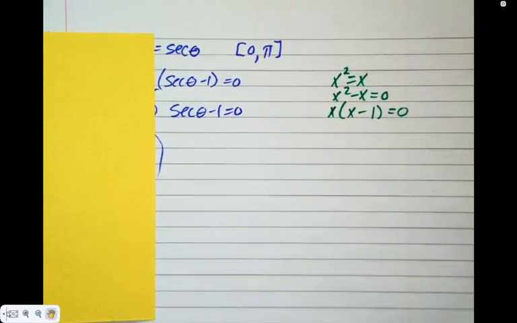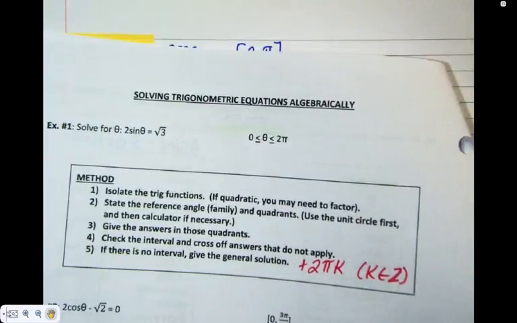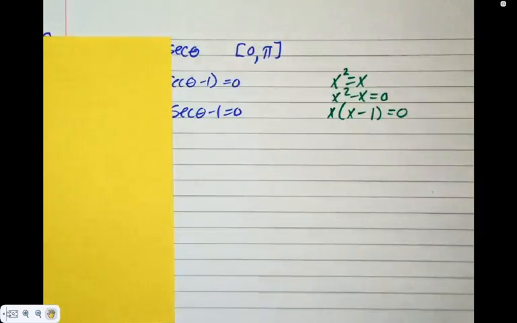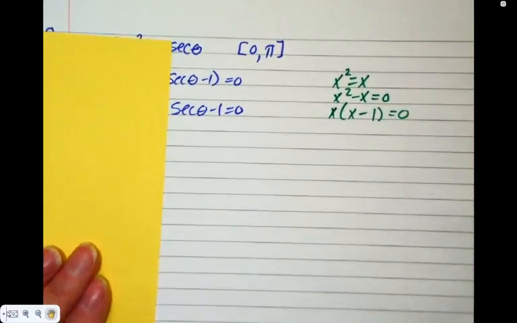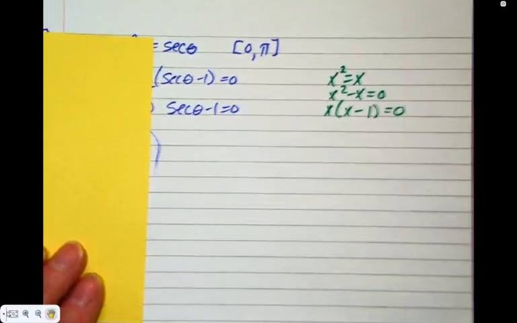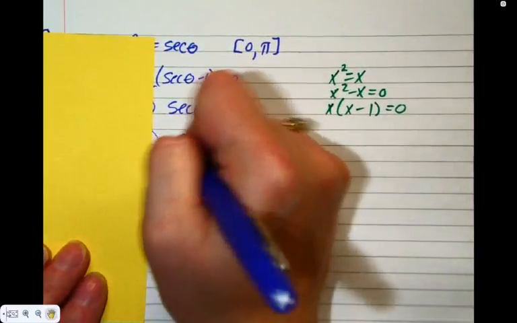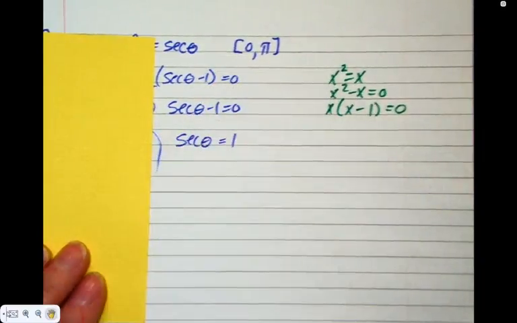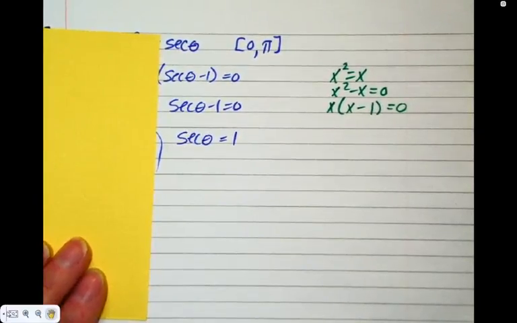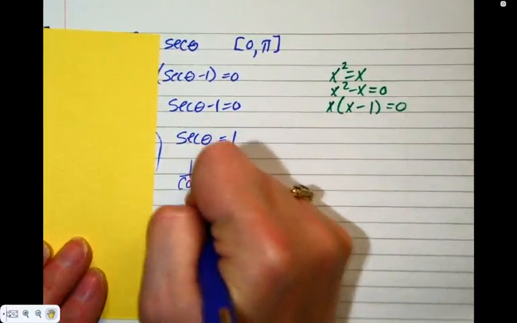What do you want to do here? If you're never sure, go back to your method. Go back to step number 1. What is step number 1? Isolate the trig function, so get secant by itself. That I know you know how to do. How do you get rid of a minus 1? I don't want secant in there. I don't like him. He's not what I memorized on the circle. What do I want to replace him with? 1 over cos.